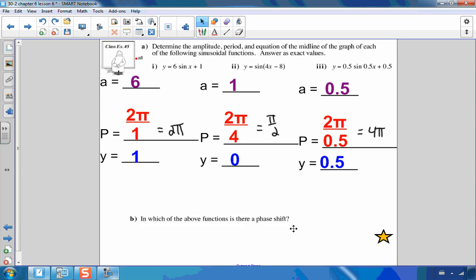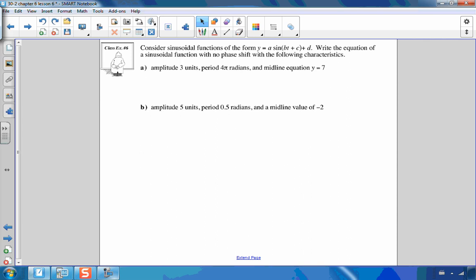Which of the following functions has a phase shift? So we're looking at which one of them has something that's added onto x inside the brackets, and that would just be part I. So you're looking for a C value, and part II has a C value. So therefore there has been a horizontal shift.